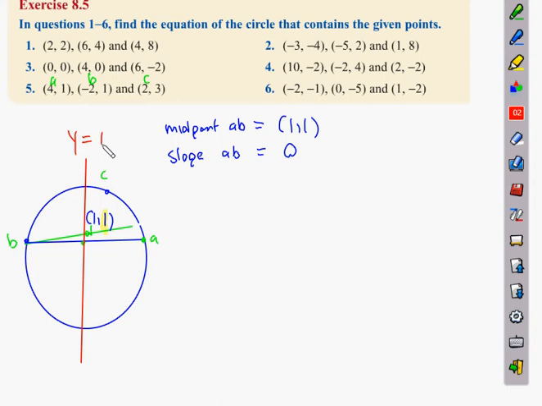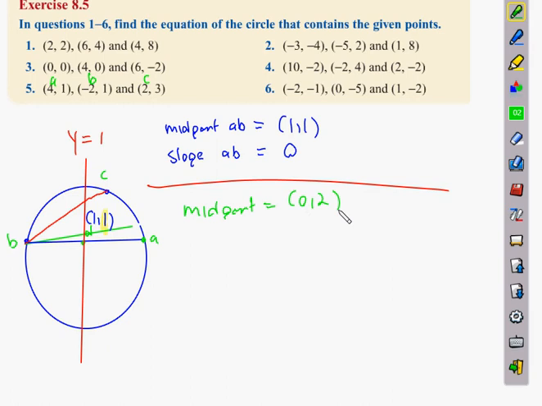Okay, we go to the next one, which is the chord BC. So we're going to get the midpoint of B to C, and what did we say the midpoint of B to C was again? Midpoint BC? (0, 2). Okay, and then we want the slope of BC. Anyone know the slope of BC?